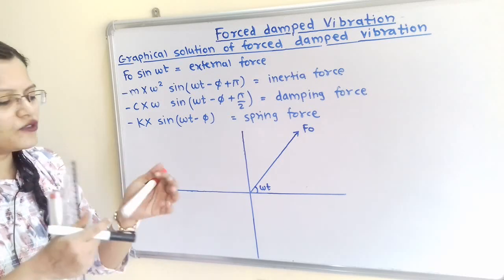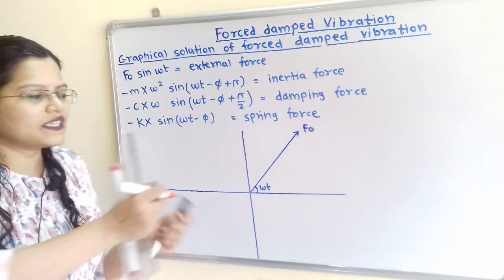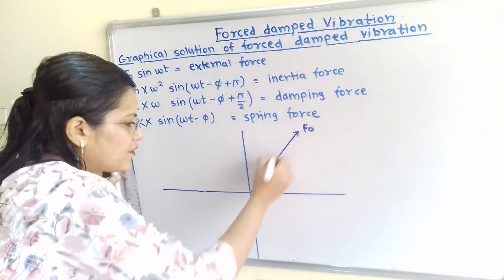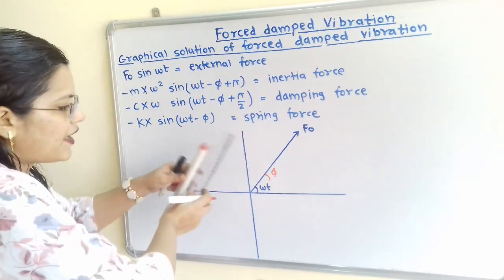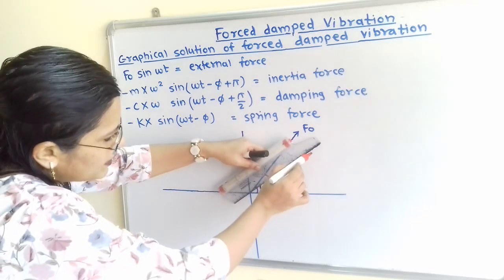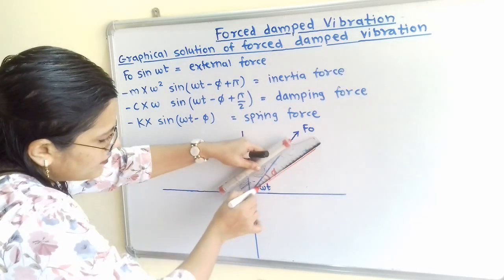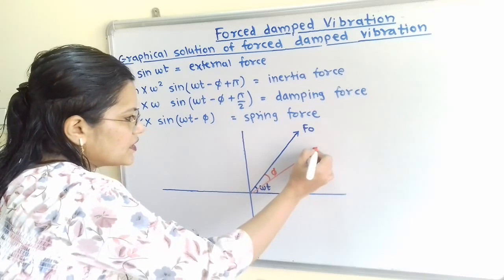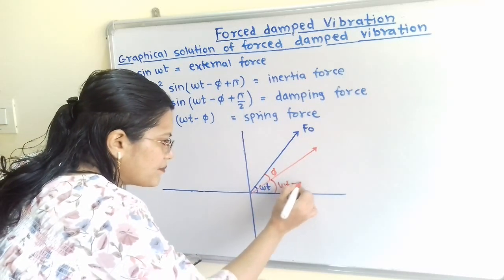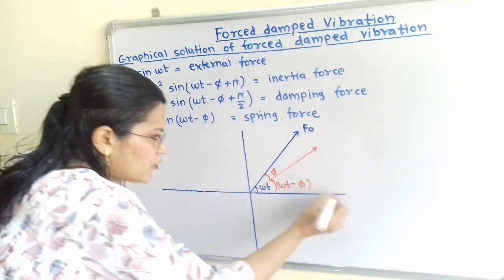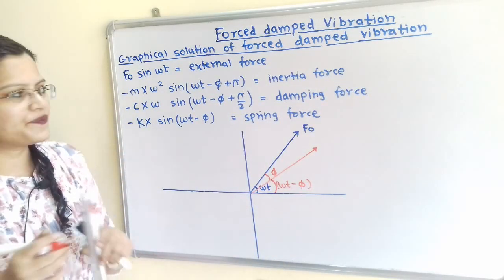So how to find out? We will mark one line which is inclined at an angle phi from this Fo. So we will show here some particular angle phi, and then we will draw one line. Now this force will incline at an angle of omega t minus phi from this positive x-axis.